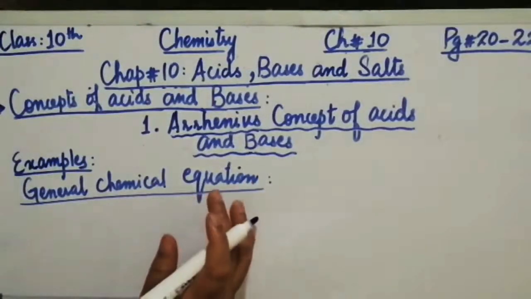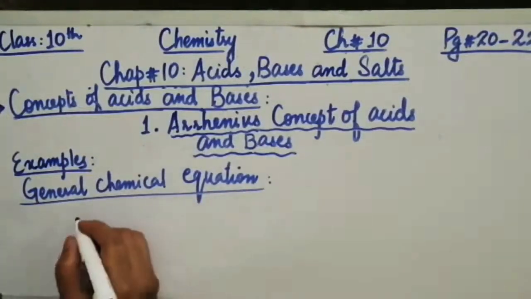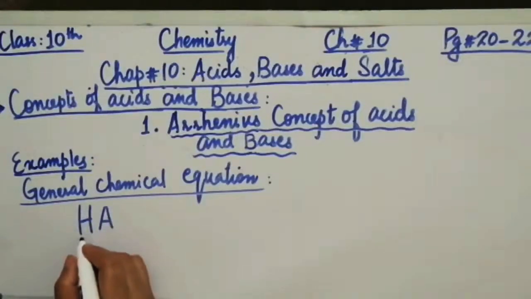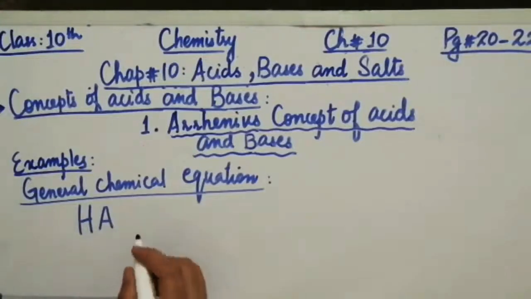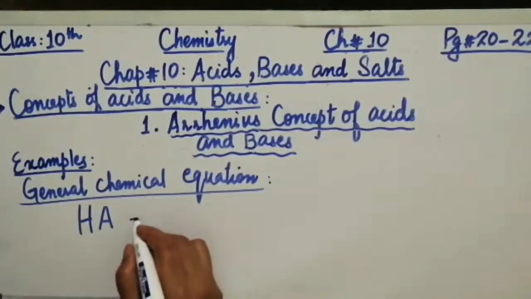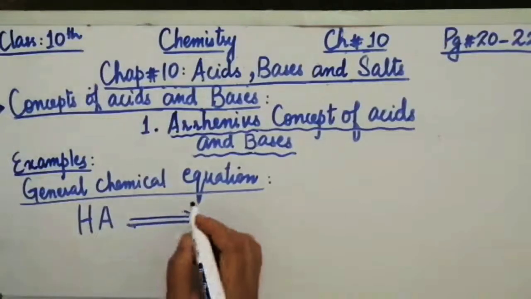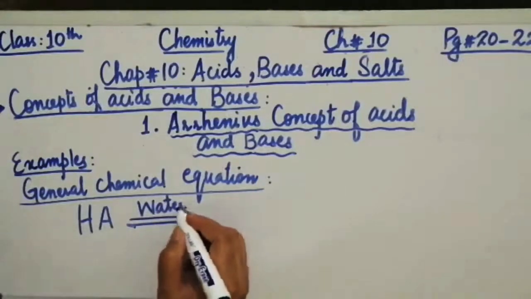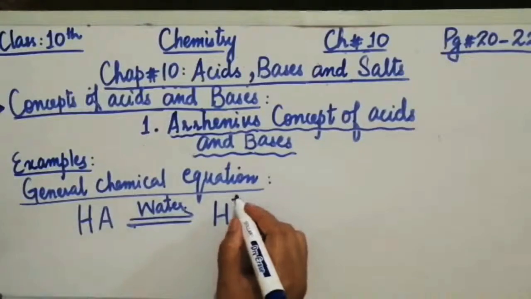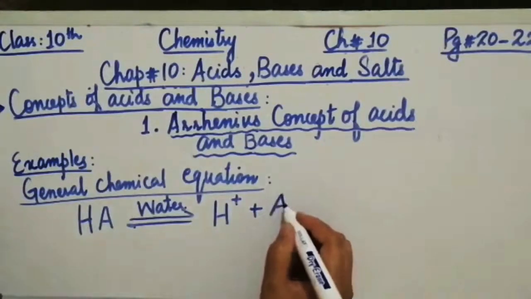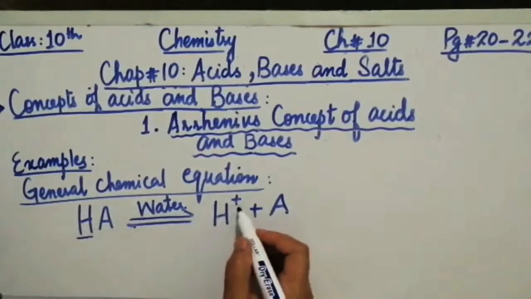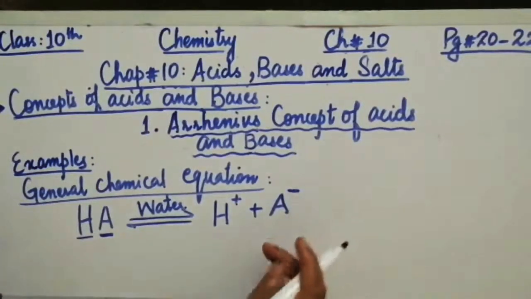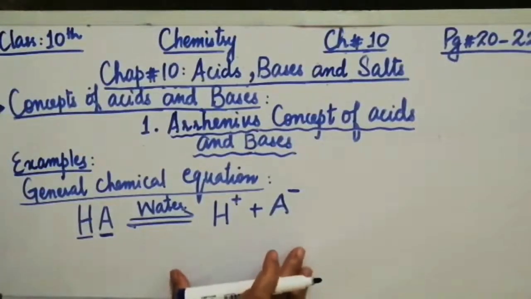According to it, in general, the ionization of an acid takes place as follows. Suppose it is an acid HA in which the hydrogen ion is present along with another atom or element. And what happens during a reversible reaction? In the presence of water, when the acid is dissolved in water, it dissociates, that is, it is broken down into its respective ions, in which the hydrogen ion has a positive charge, while the second element has a negative charge. So this is the simple dissociation of the acid in water.